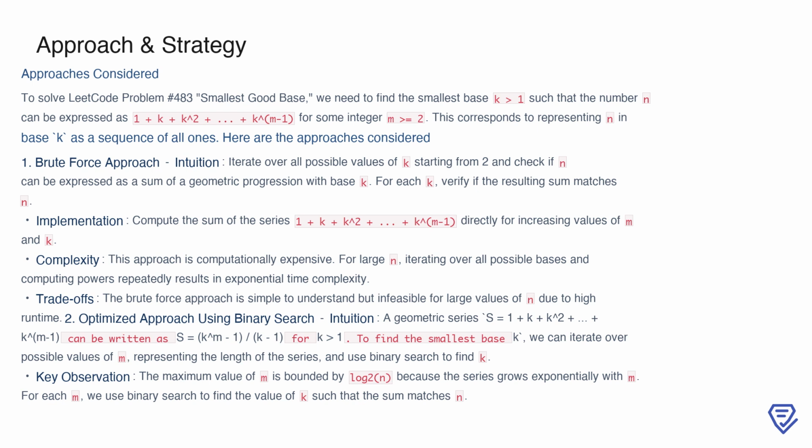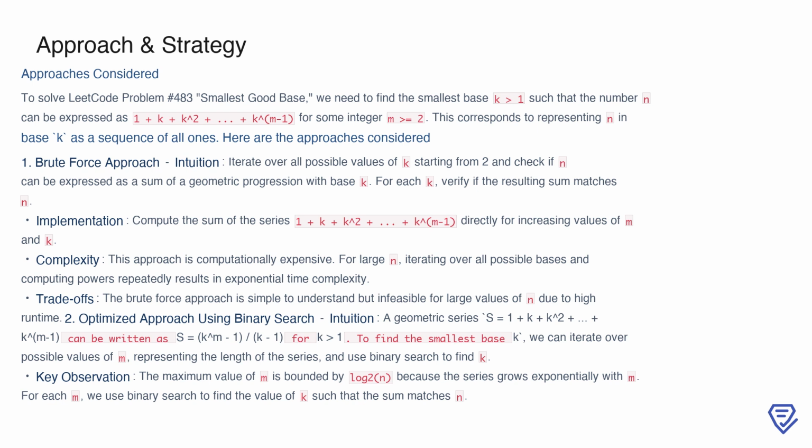To approach this, we first considered a brute force method. The idea here is straightforward. We iterate over all possible values of k starting from 2 and check if it forms a valid geometric progression that sums to n. For each base k, we compute the series sum directly for increasing values of m and verify if it results in n. However, this approach is computationally expensive because we need to calculate powers and sums repeatedly for a large range of values, leading to exponential time complexity. While simple to understand, it becomes infeasible for larger numbers.